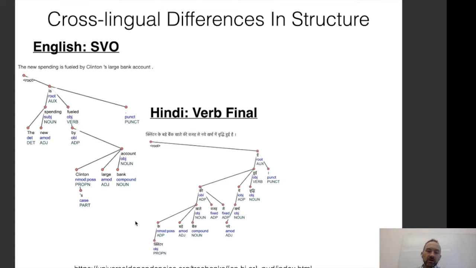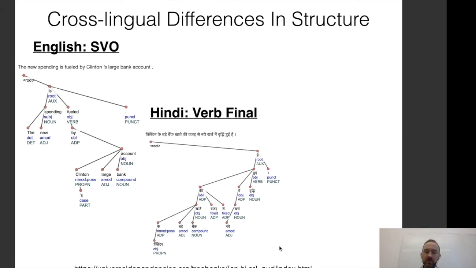On the other hand, let's take a look at the same sentence in Hindi. Hindi is a verb final language. What we can see over here is the verbs are over here, and then we have phrases over here. This one corresponds to essentially "fueled by Clinton's large bank account," and this one corresponds to "the spending."